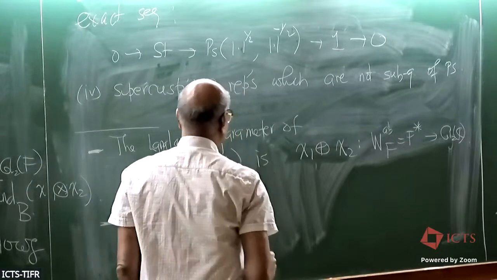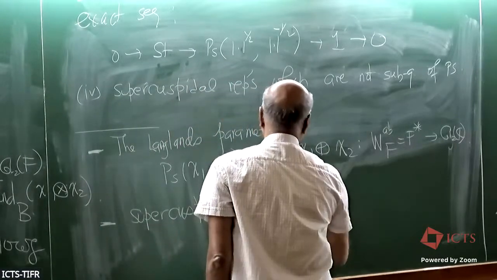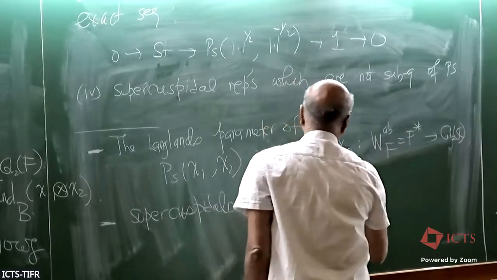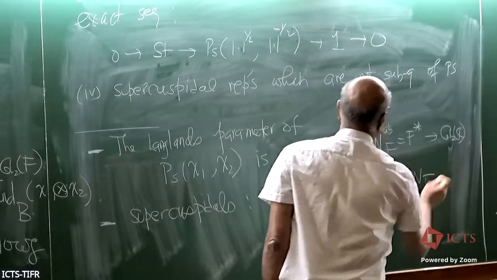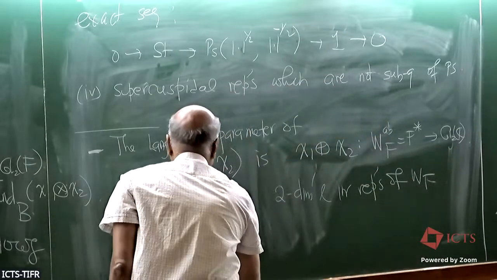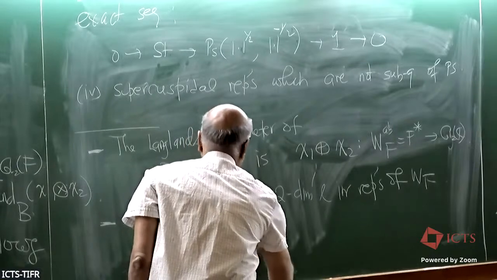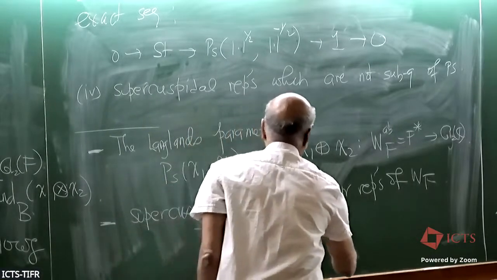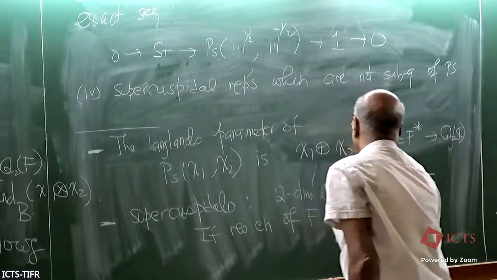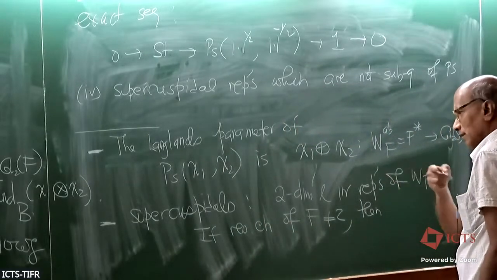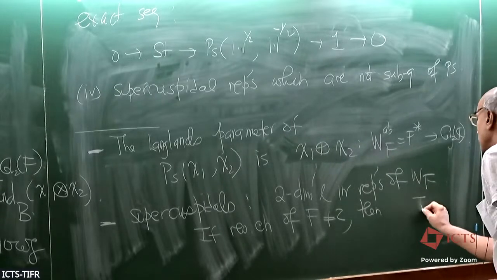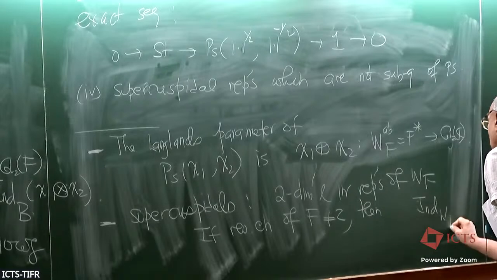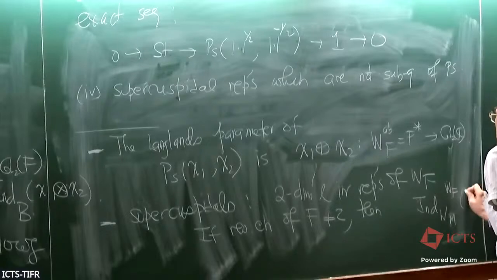Supercuspidals correspond to two-dimensional irreducible representations of W_F. And if the residue characteristic of F is not 2, then these are the representations which came up in Jacques Lewin's talk. These are induced from W_M to W_F of a particular character chi.